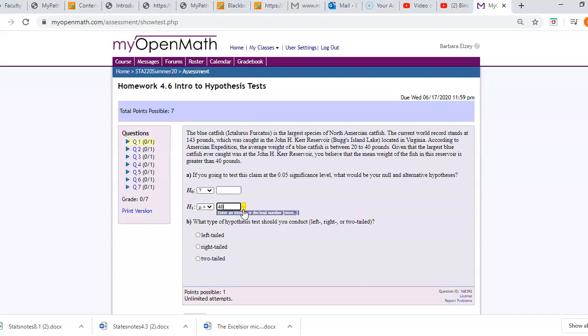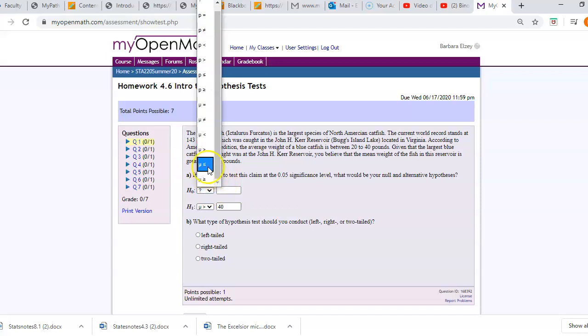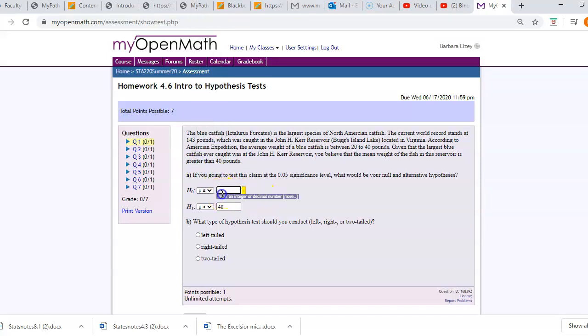Whereas our null is going to be the opposite of mu greater than 40. All right, so let's look for the opposite of mu greater than 40. We'll need a mu less than or equal to. There we go. That's the opposite of greater than 40. So it's going to be less than or equal to 40.